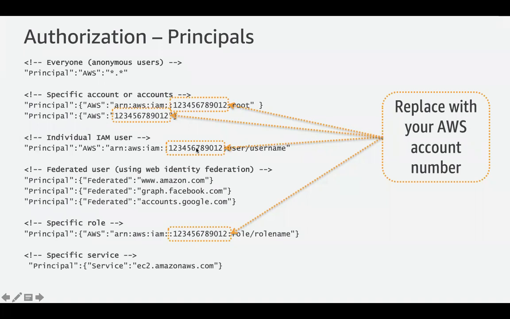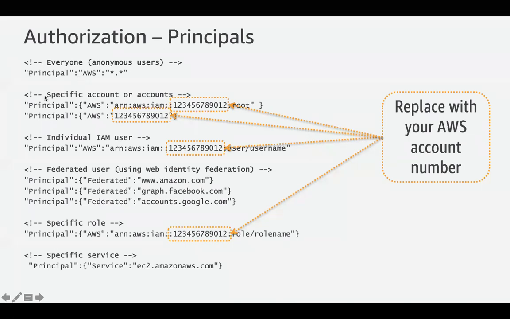Okay, so the principal can be multiple things, right? It can be an individual user, where you have Shiva, right? Shiva is the username, and you can give user / username, and which account that user belongs to. Then you can give that individual IAM user, or it can be everybody. You can grant access to anybody and everybody. Principal : AWS : *. That means anonymous users. Anybody can access it.